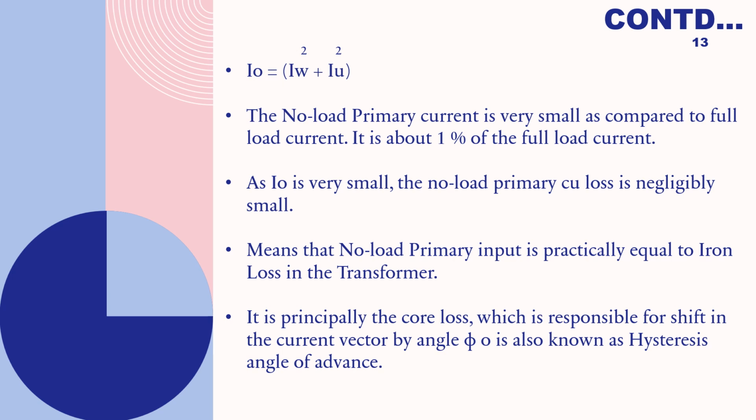The no load primary current is very small as compared to the full load current. It is about 1% of the full load current. Also, as I0 is very small, the no load primary copper loss is negligibly small. This means that the no load primary input is practically equal to the iron loss in the transformer. It is principally the core loss which is responsible for the shift in the current vector by angle phi 0, which is also known as the hysteresis angle of advance.